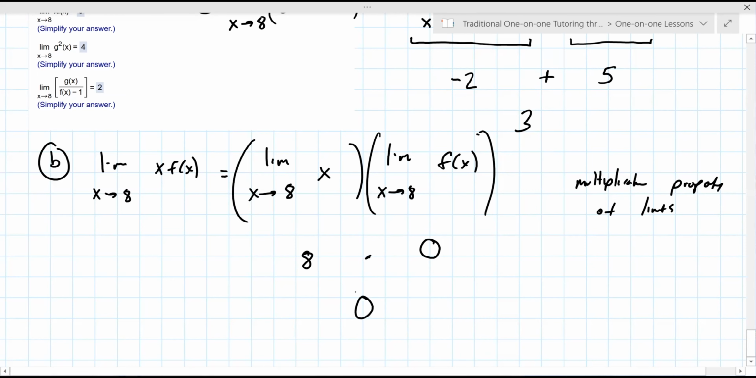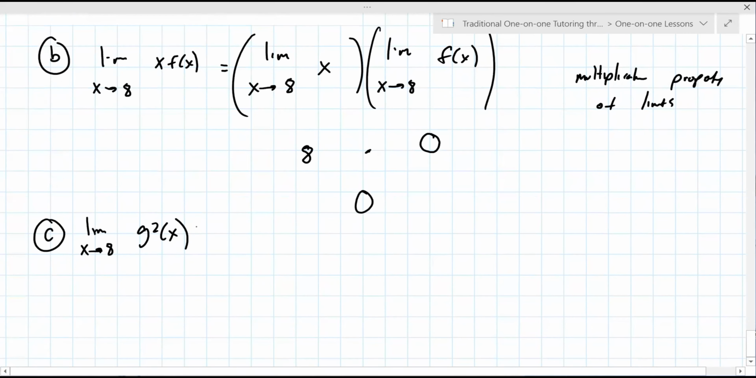So 8 times 0 is 0. All right. So letter C. Letter C is the limit as x approaches 8 of g squared of x. Any sort of guesses how you deal with this?